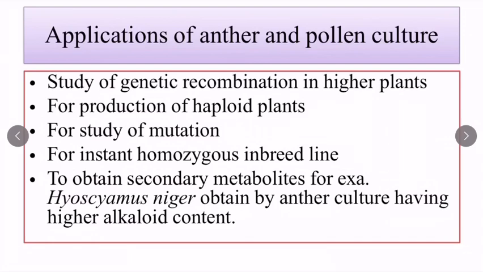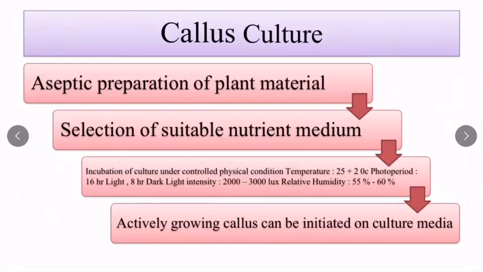These are the applications of anther and pollen culture. It is used for the study of genetic recombination in higher plants. It is used for the production of haploid plants. These haploid plants are further used for the study of mutation. For instance, homozygous inbred lines are obtained by using the anther and pollen culture technique. Various secondary metabolites, for example in Hyoscyamus niger, are obtained by anther culture having higher alkaloid content.